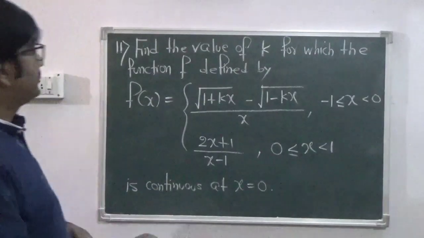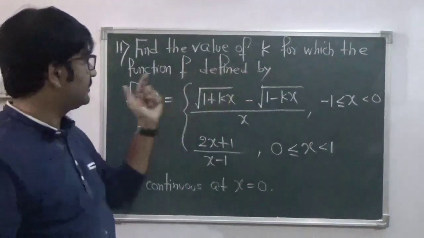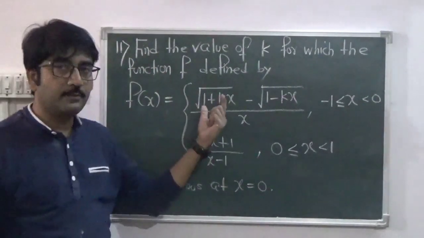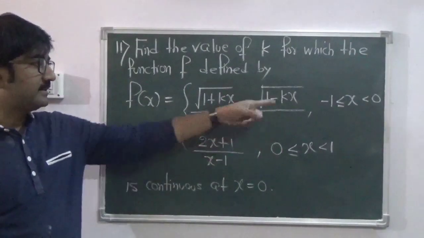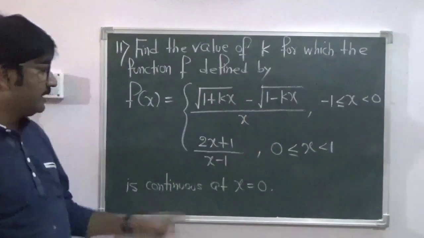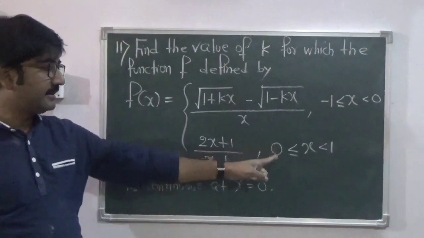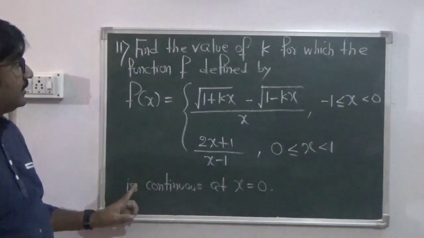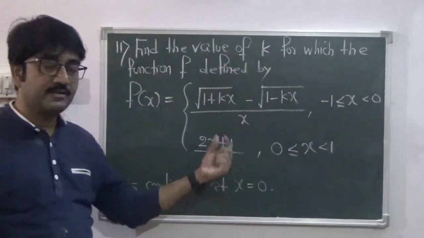So now the question here is find the value of k for which the function f defined by f(x) equals root over 1 plus kx minus root over 1 minus kx by x, for x greater than or equal to minus 1 and less than 0, and it is 2x plus 1 by x minus 1 for x greater than or equal to 0 and less than 1. We have to find the value of k for which this function is continuous at x equals to 0.